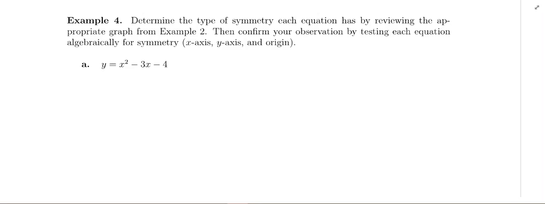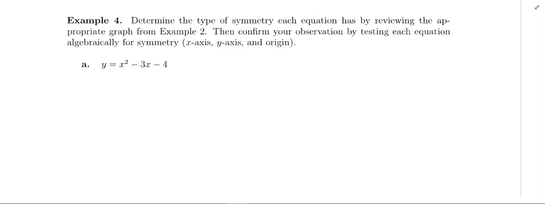Example 4. Determine the type of symmetry each equation has by reviewing the appropriate graph from example 2. Then confirm your observation by testing each equation algebraically for symmetry: x-axis, y-axis, and origin. In example 4a, the equation is y equals x squared minus 3x minus 4.